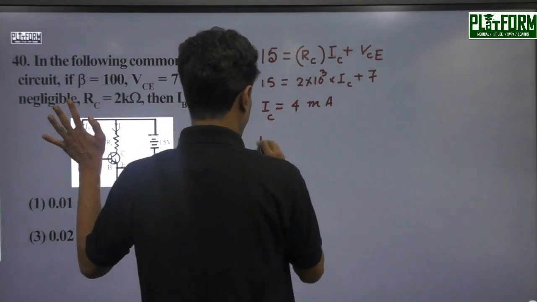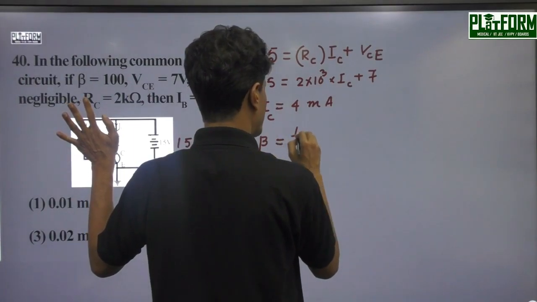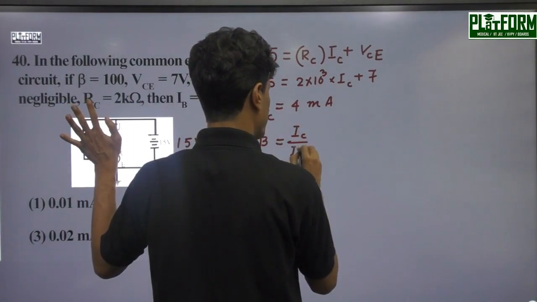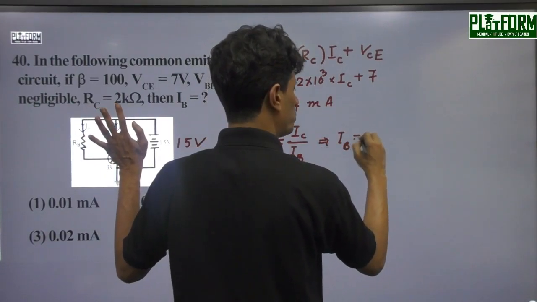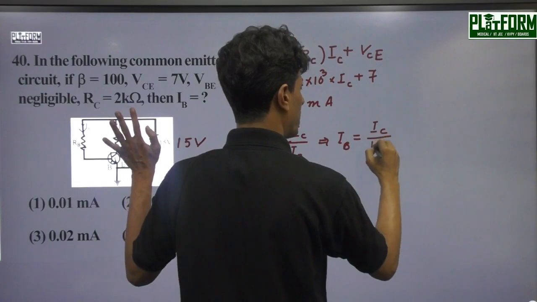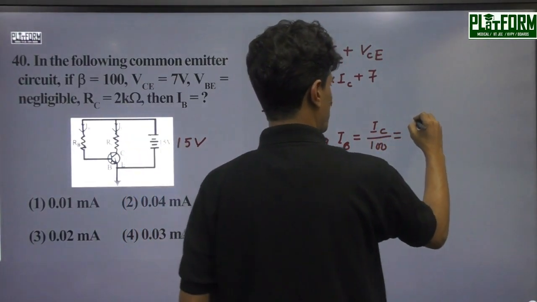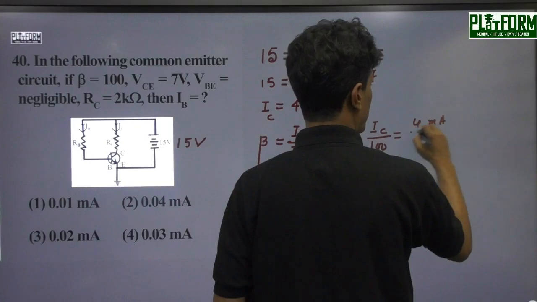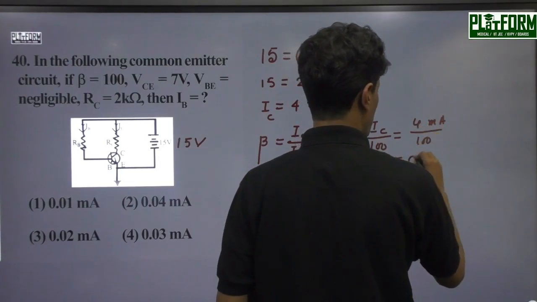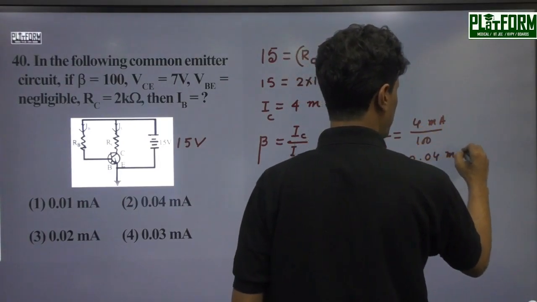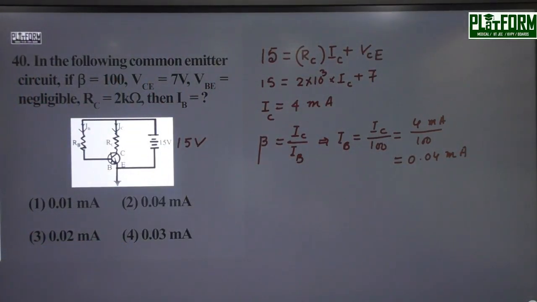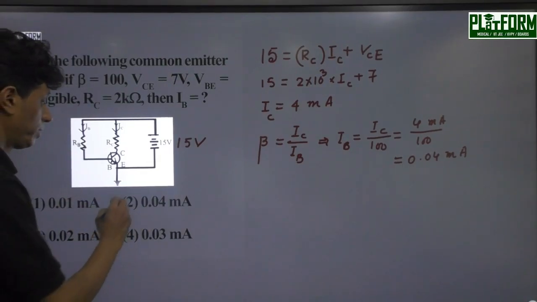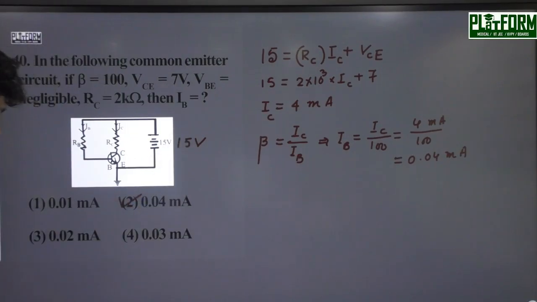But we know beta equal to IC by IB. IB equal to IC by 100, and it is 4 milliampere by 100. It means 0.04 milliampere. IB is the question. Okay, finish. Option 2. Next.